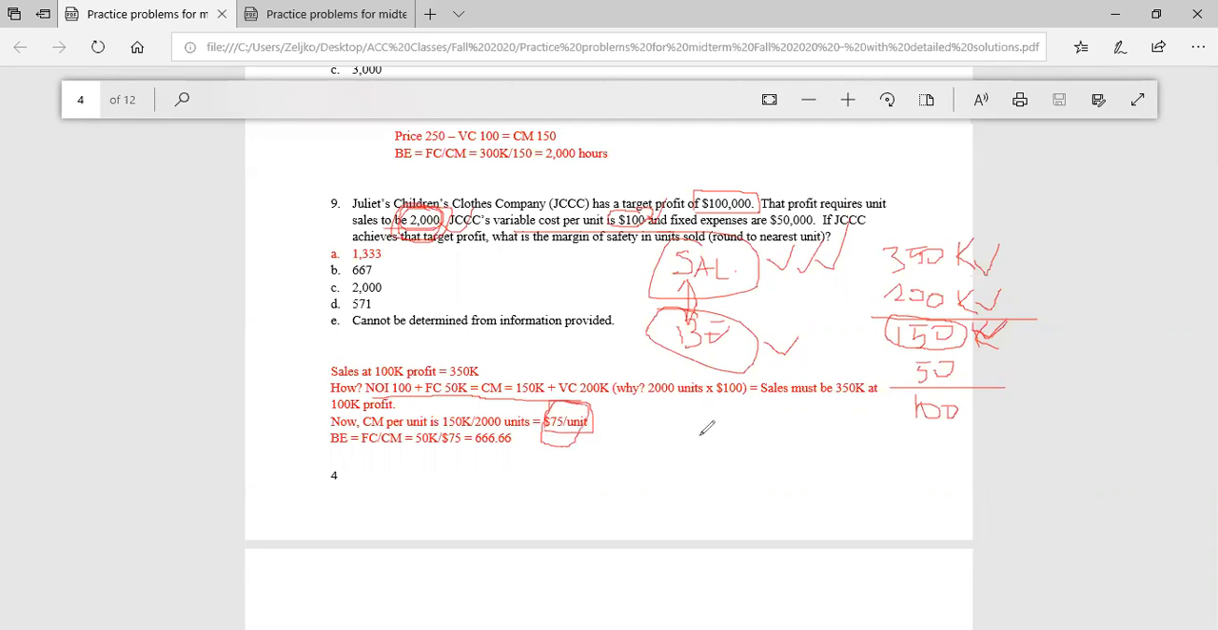And now we have, of course, 50,000 in fixed cost, and this will give us 666.66 units. And if we have 2,000 units at our sales here, and here we have 666.66, that difference is 1,333 units, right?